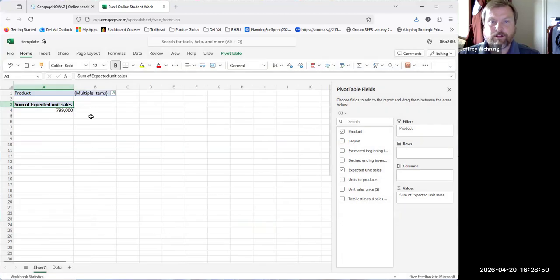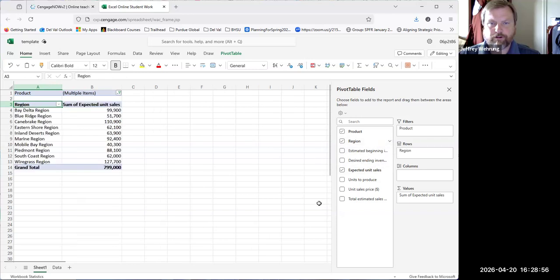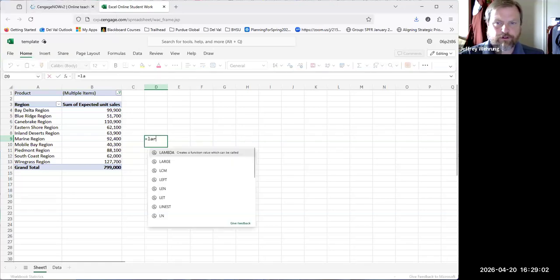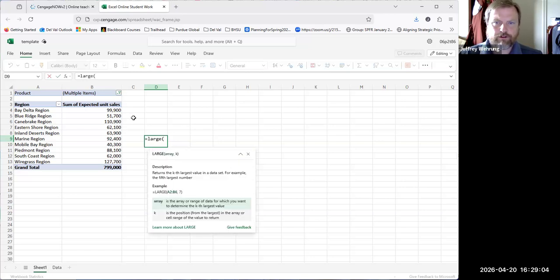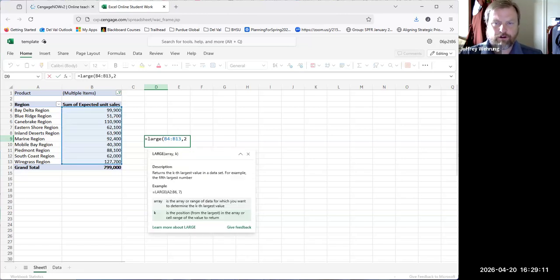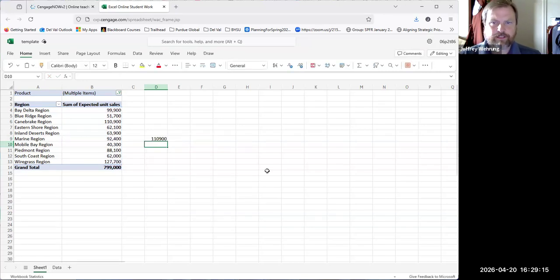Okay, but now we want to look at the regions, right? So this is the total of those products, but we want to look at regions, so we'll put regions in our rows. And the question was saying, what is the second largest region? So we can use the LARGE function, and we're going to look in this array right there, and we want to look for the second largest. So we can do LARGE, open parentheses, the array, comma, and 2 for the second largest. There we go.